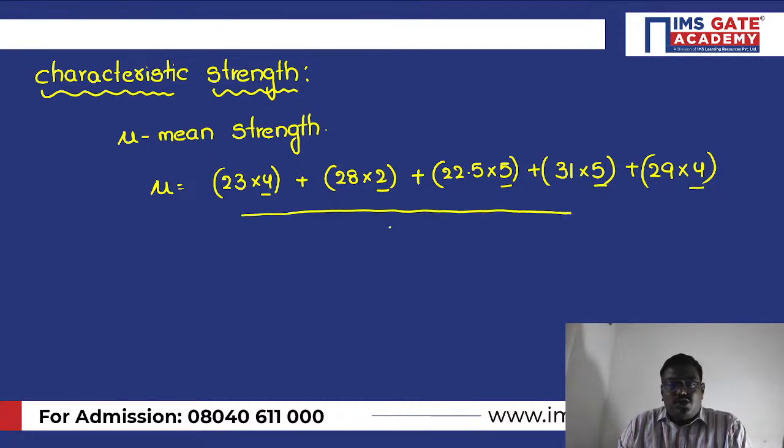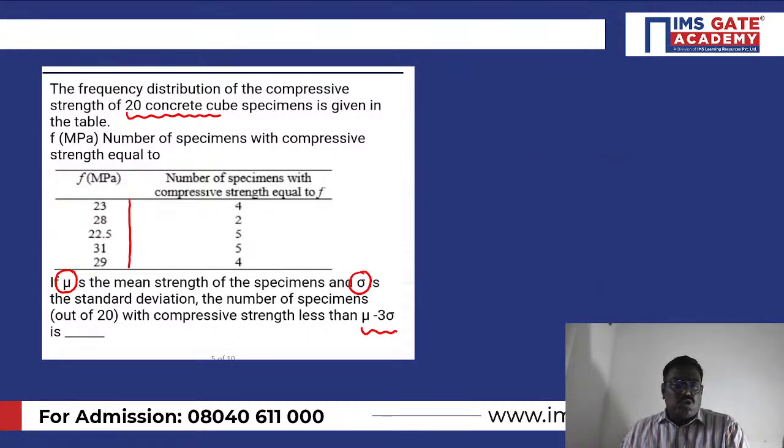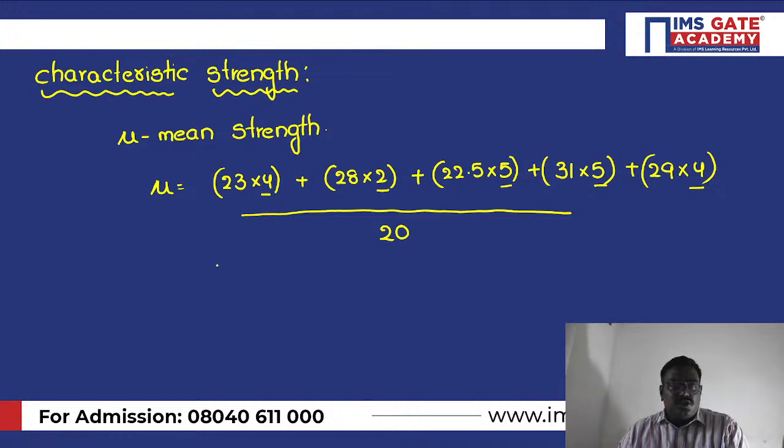No need to count 20 also, because in the question itself, they have given that there are 20 concrete cube specimens. So if you calculate this, mu will be equal to 26.575 MPa or Newton per mm square.